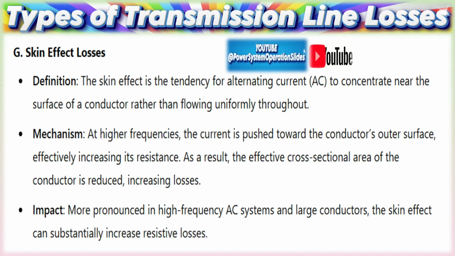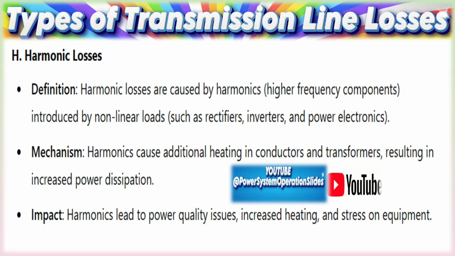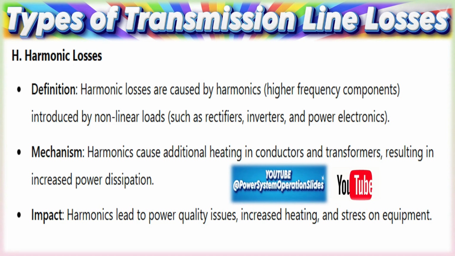To reduce corona losses, bundled conductors are often used. Bundling conductors increases their effective diameter, reducing the electric field intensity around them and minimizing corona effects. This is especially useful in extra high voltage (EHV) and ultra high voltage (UHV) systems.